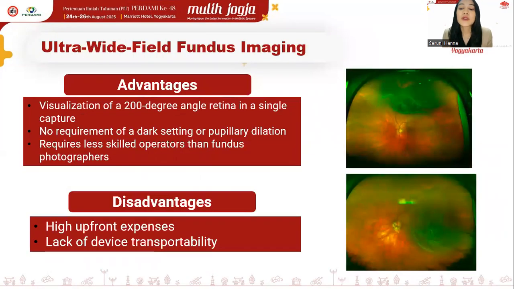The ultra-wide-field fundus imaging is preferable for RD detection as it provides visualization of a 200-degree angle of the retina in a single capture with no requirement of dark setting or pupillary dilation. And because of the simpler procedure, it requires less skilled operators than fundus photographers. However, the significant downsides of UWF imaging are high upfront expenses and the fact that the device cannot be easily transportable.